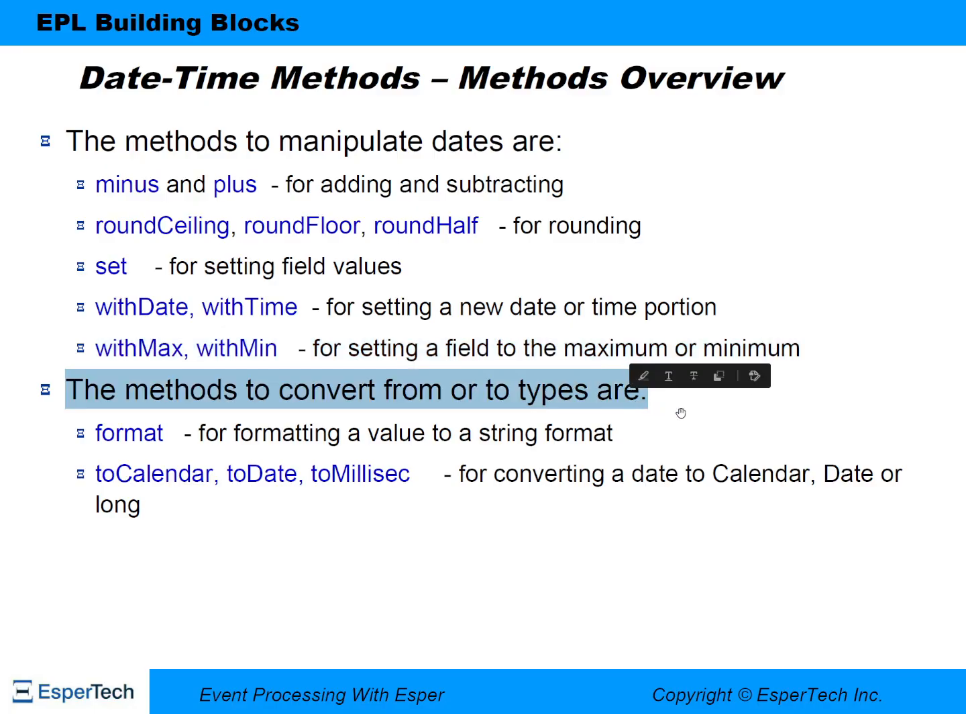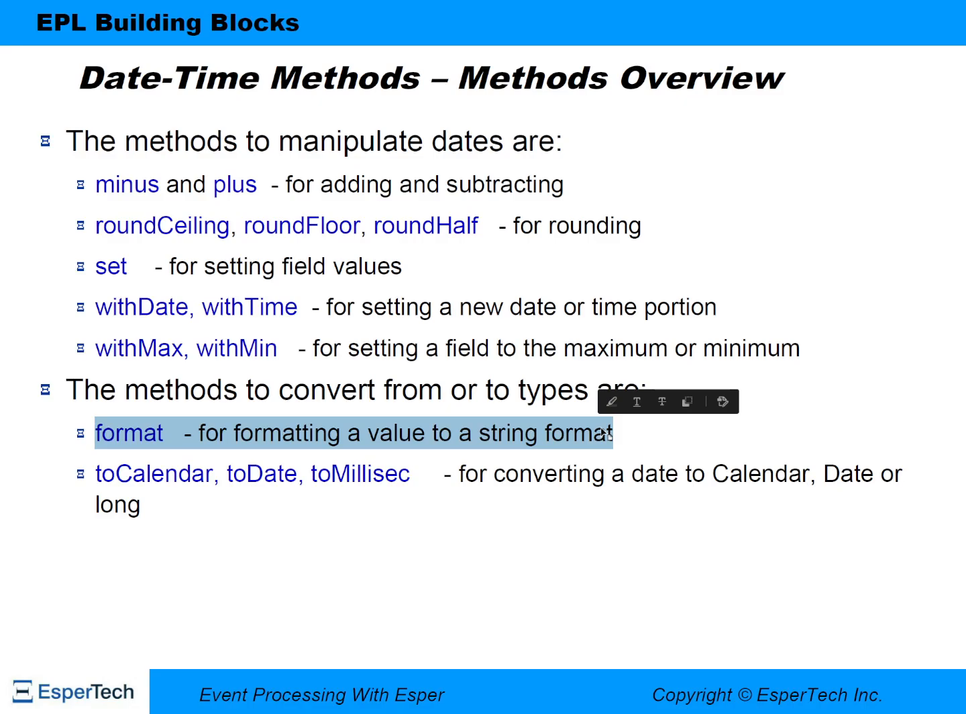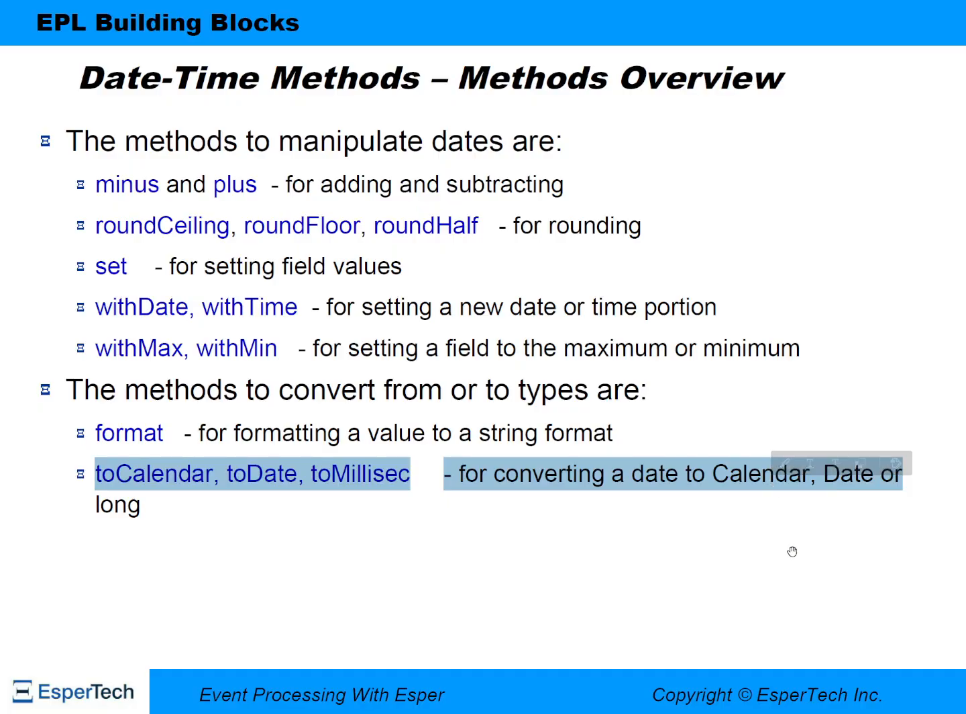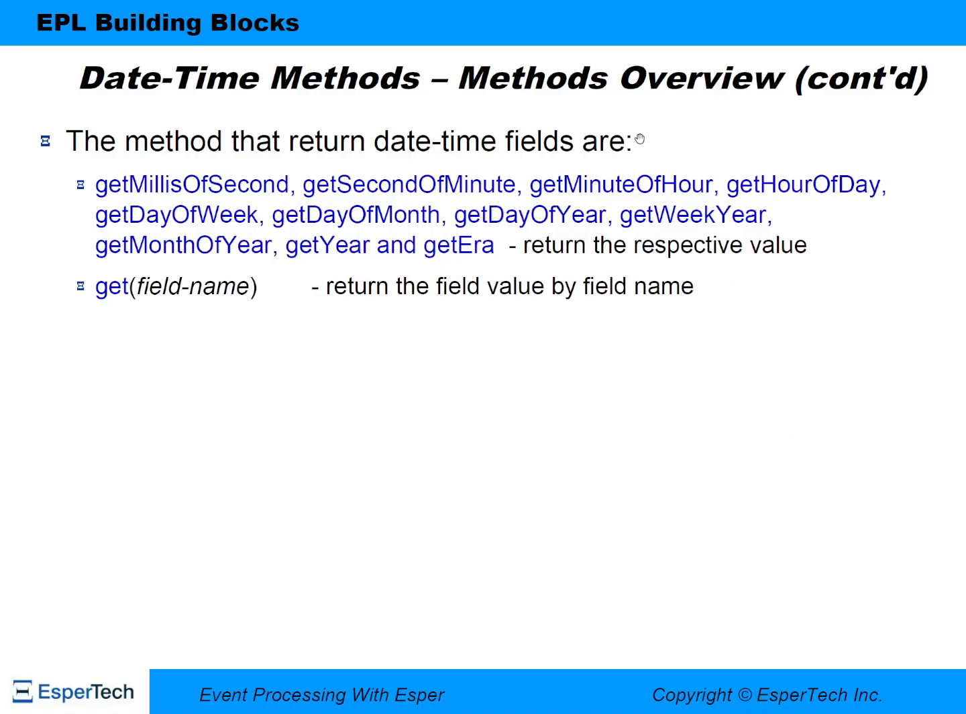The methods to convert from or to types are format, for formatting a value to a string format. To calendar, to date, to millisec for converting a date to calendar, date or long. The methods that return datetime fields are get millis of second, get second of minute, get minute of hour, and so on. Get, parenthesis, field name, returns the field value by field name.